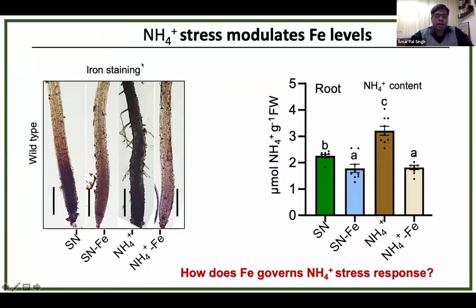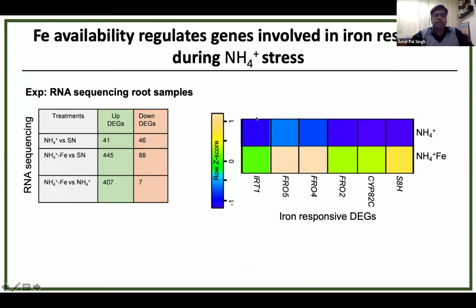Again, we wanted to understand how this is happening. Is it really due to high iron accumulation? We can see that in ammonium stress, there is high iron accumulation in the root. However, low iron is able to suppress it. This is correlated with increased ammonium content under similar conditions. So if there is high ammonium, it leads to increased iron content.